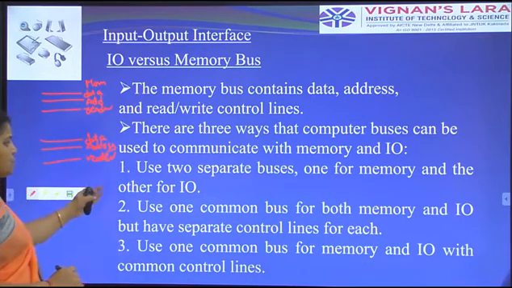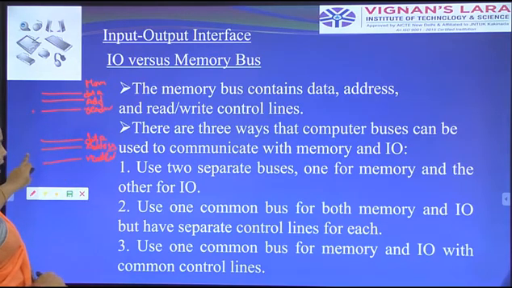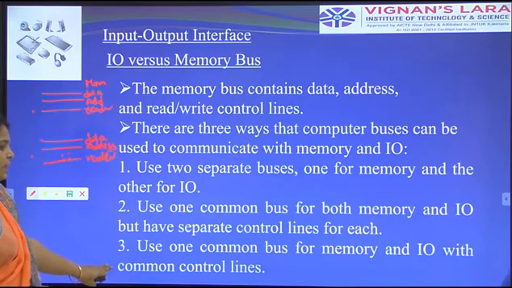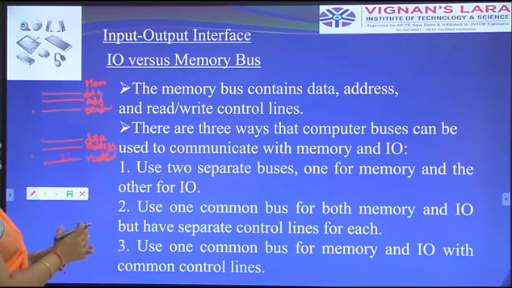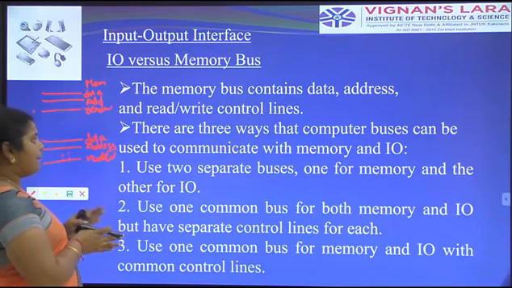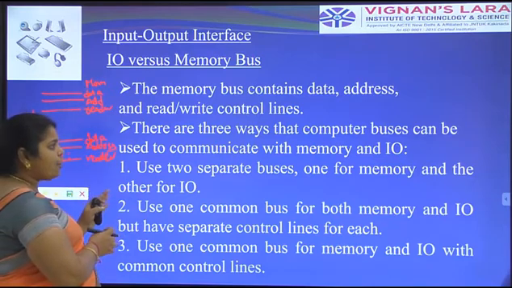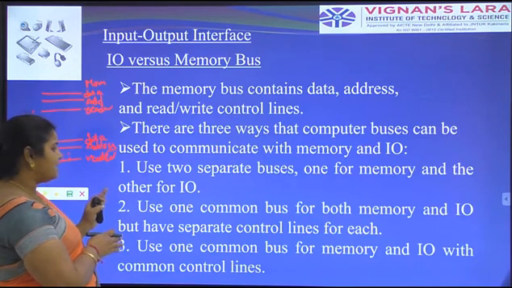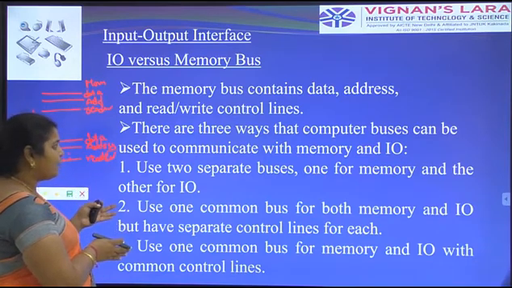Use two separate buses. Here we use one bus for memory and another bus for IO. Use one common bus for both memory and IO with separate control lines for each. Use one common bus for memory and IO with common control lines. These are the differences between the IO versus memory buses. It consists of three control lines: data, address, and read and write operations.